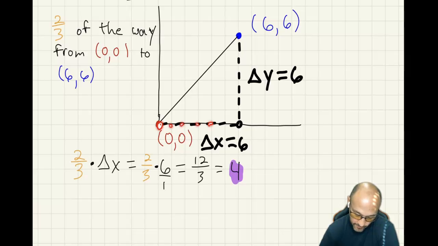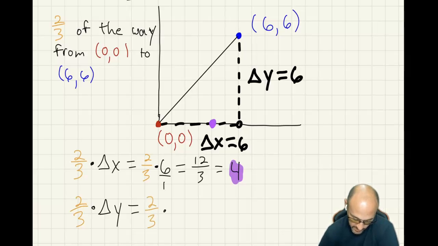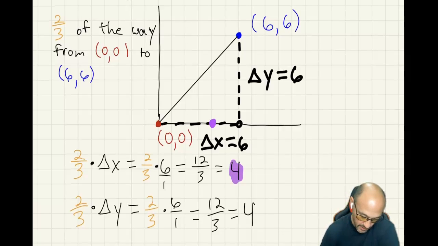So 1, 2, 3, 4 right there. So we're going to put a purple point at 4 right there. And then on the next one, we're going to be talking about 2/3 of the distance from here to there. And in this situation, it's going to turn out to be exactly the same. So we have 2/3 times, and in this case, delta y, which is 2/3 times 6, or 6 over 1, and that's 12 over 3, which equals, and in this case, it's 4 again.